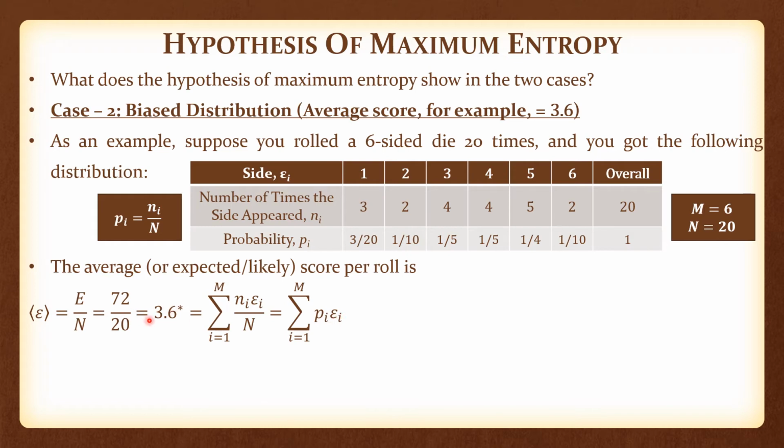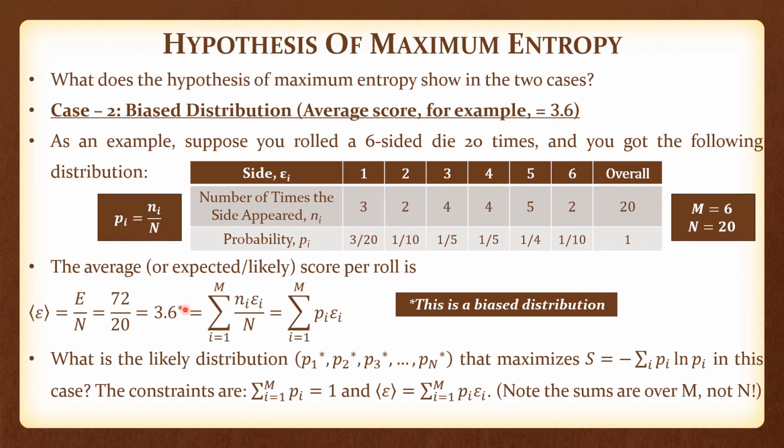So this 3.6 can be obtained by saying 3 by 20 into 1 plus 1 by 10 into 2 plus 1 by 5 into 3 plus 1 by 5 into 4 plus 1 by 4 into 5 plus 1 by 10 into 6. That would give you 3.6. This is a biased distribution, as I mentioned.